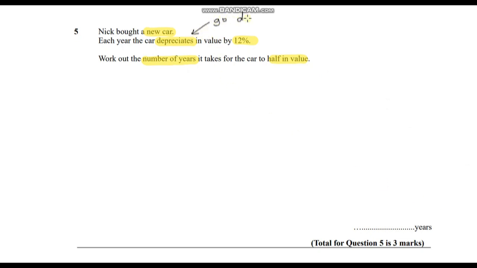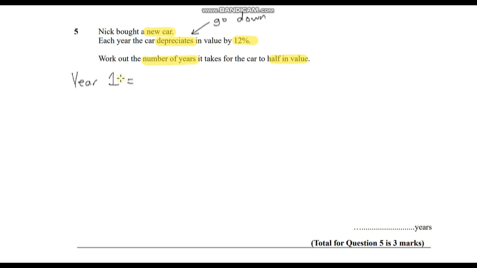Okay, so it goes down in value by 12% every year. So whatever price we buy the car for, every year it goes down by 12%. We need to work out how many years it takes for the car to become half of the value it started with. So let's first think about how much it is worth after 1 year.